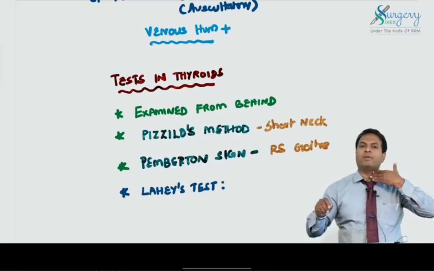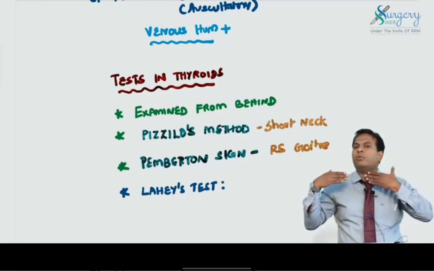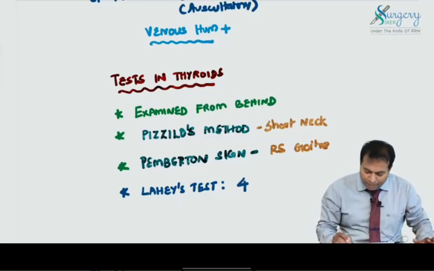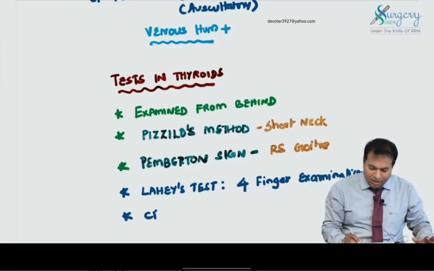You push the thyroid swelling from one side to the other side and examine with all four fingers. Push it from one side to the other and examine with four fingers. This is the four-finger examination method. That was Lahey's test, and the next test is Kocher's test.